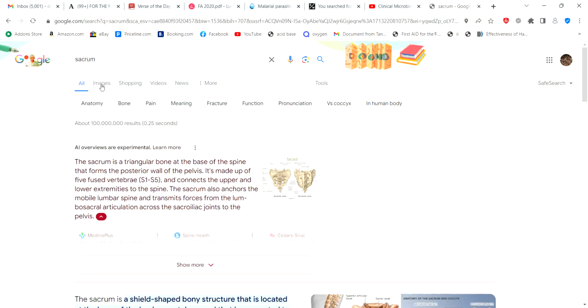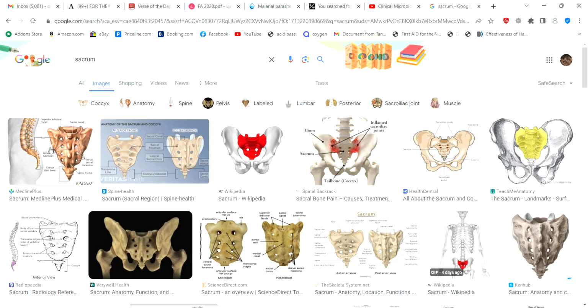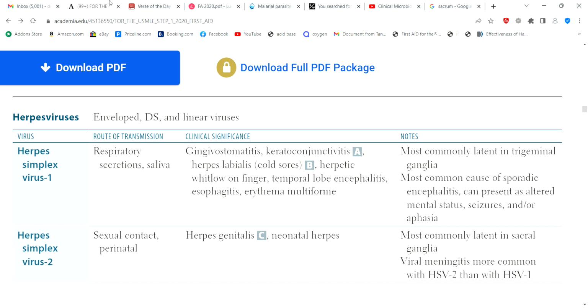Just think your sacrum, this yellow thing, is closer to your genitals. That's how you learn medicine. You gotta make connections, weird, funny ones, too, even the ones that don't make any sense. If it helps you, it helps. That question can make or break you, okay?